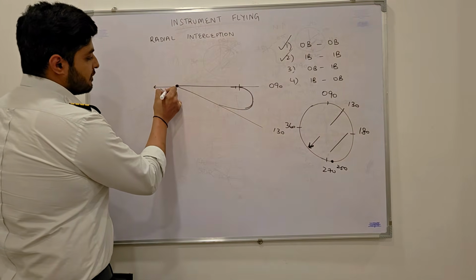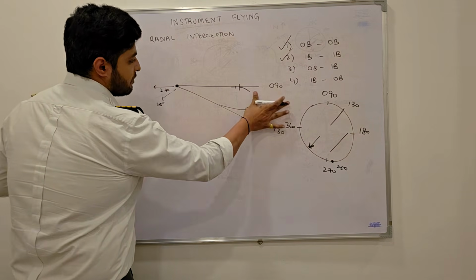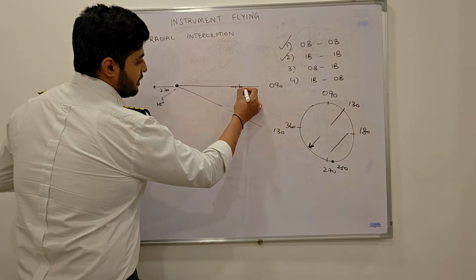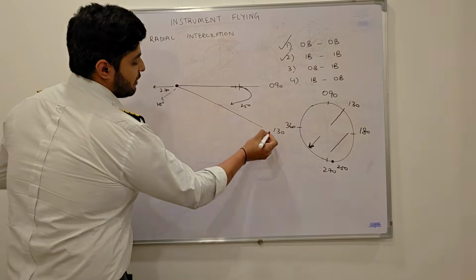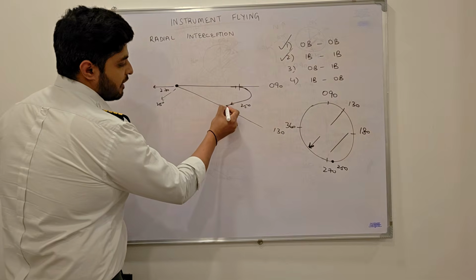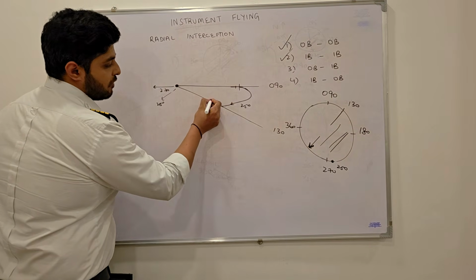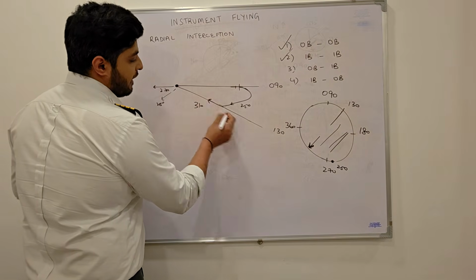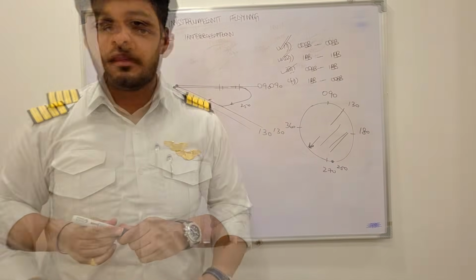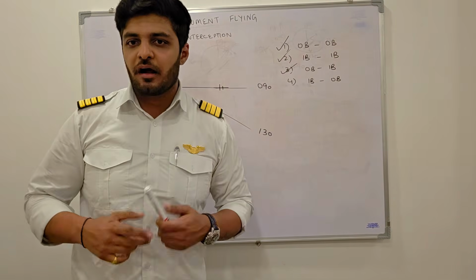If this is 270, this will be 250. So I'll fly somewhere here, like this, heading 250 till I intercept needle 130 inbound. And as soon as the needle gets centered, I'll turn right on a heading of 310 so that I intercept this radial inbound. Last case, we are coming inbound on a radial and we have to intercept the radial outbound.